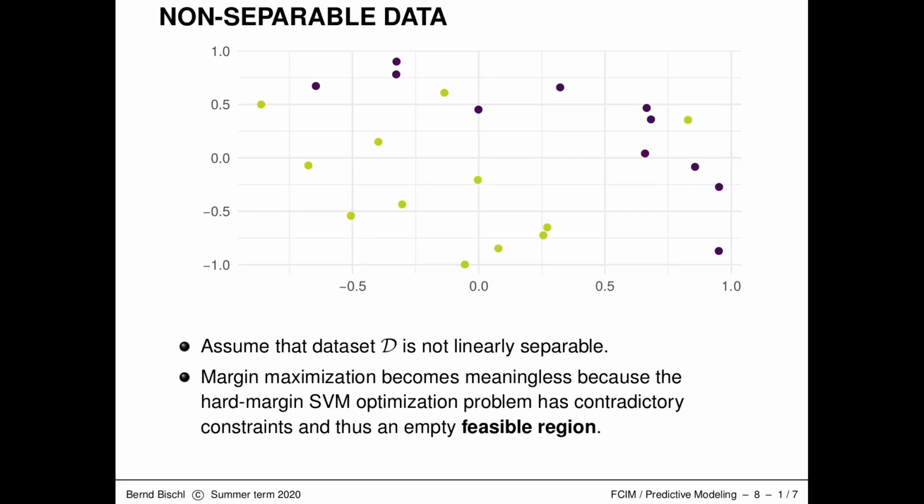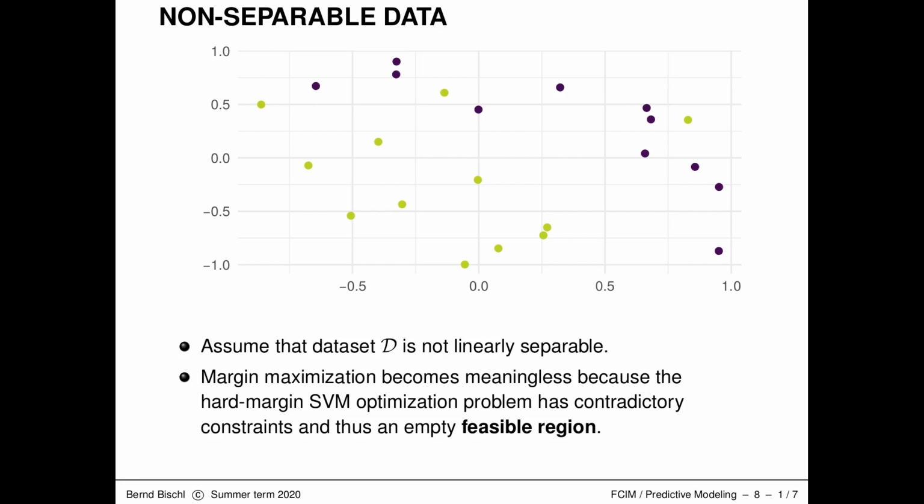So, of course, data can look like this, right? It doesn't have to be linearly separable. If it's not, then we can't solve this hard margin SVM problem anymore, because for the hard margin SVM, we had this feasible region, and the feasible region said that we have to classify each single point correctly through a linear hyperplane. This is obviously not possible anymore. And in that case, our optimization problem for the hard margin SVM will simply have an empty feasible region. So it's completely not solvable for us.